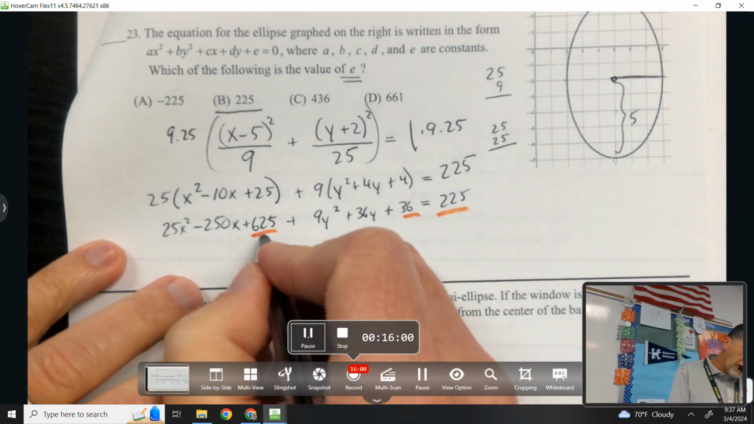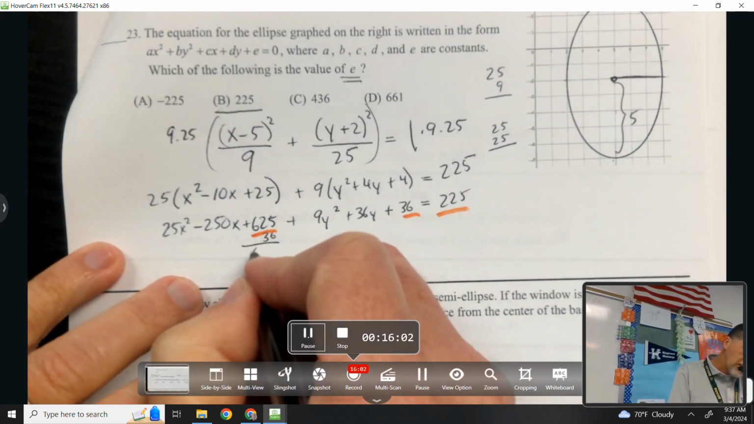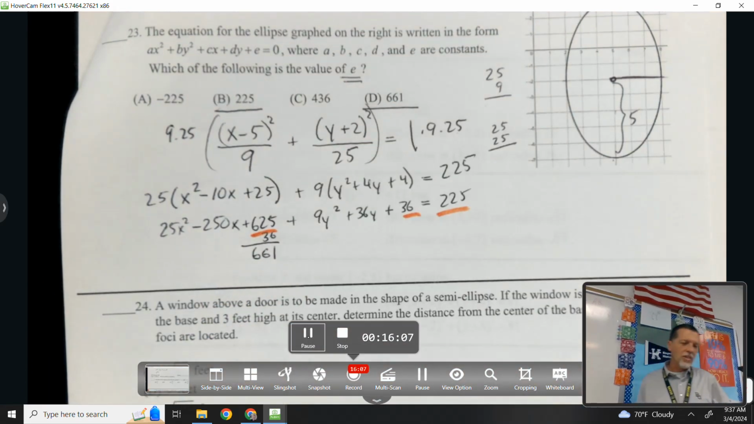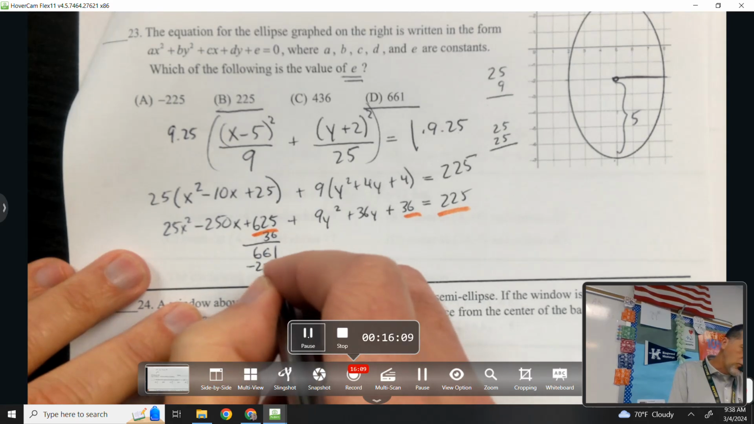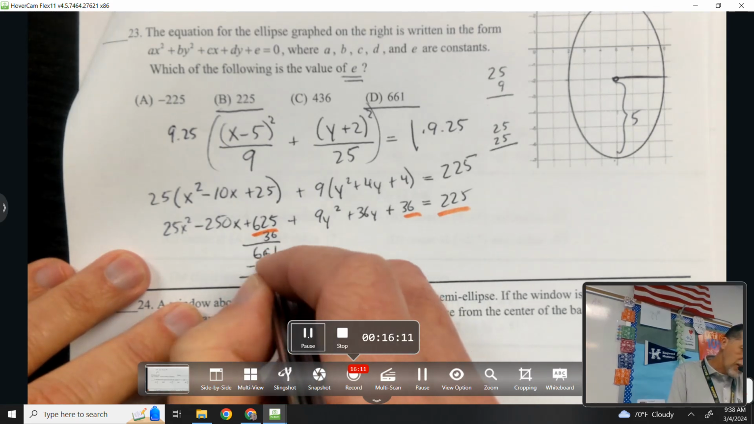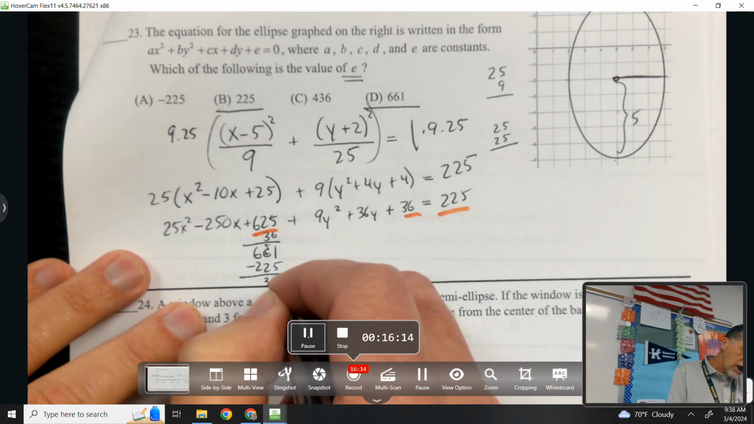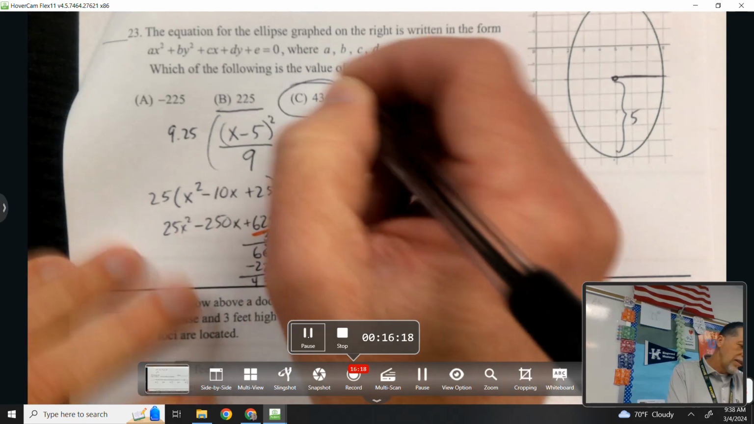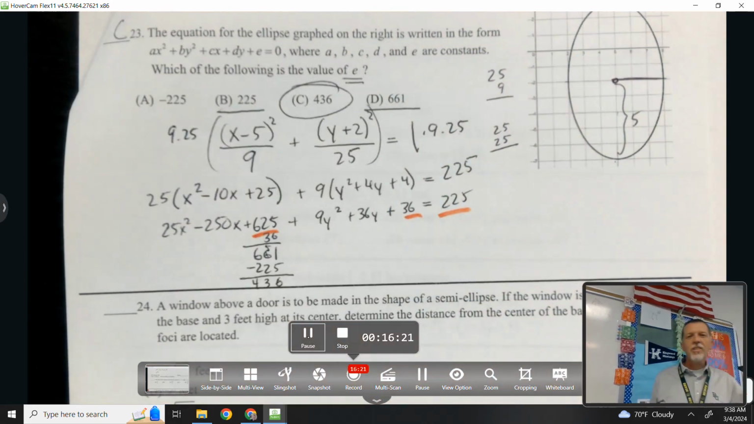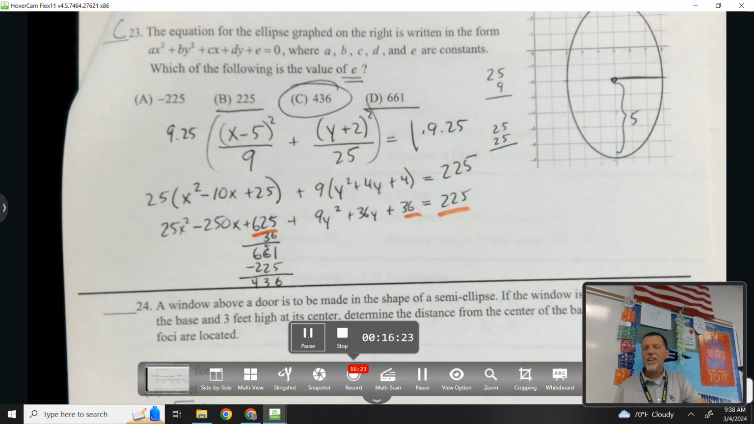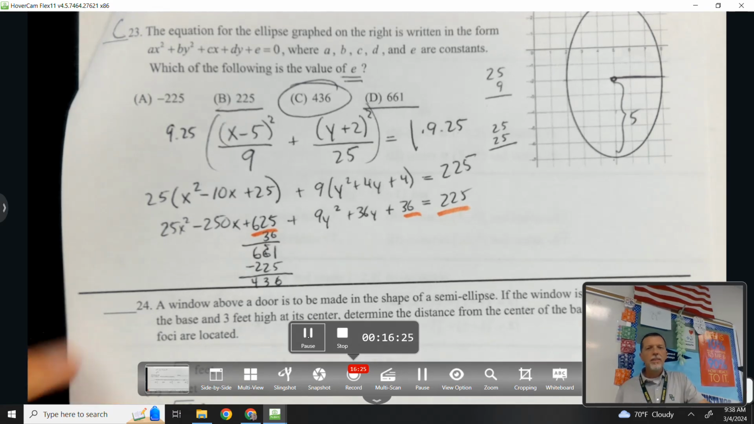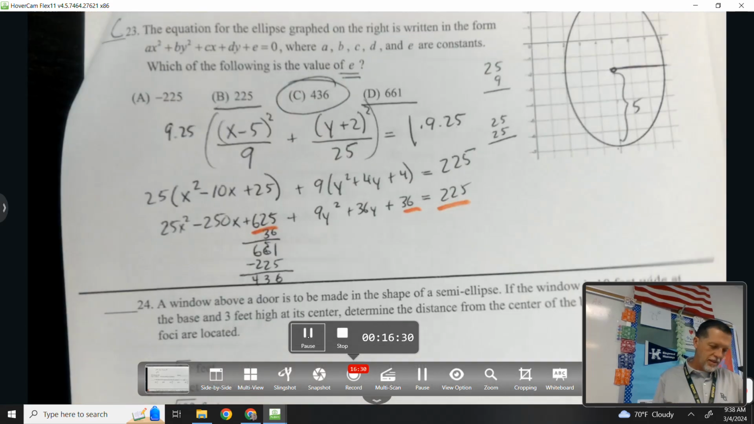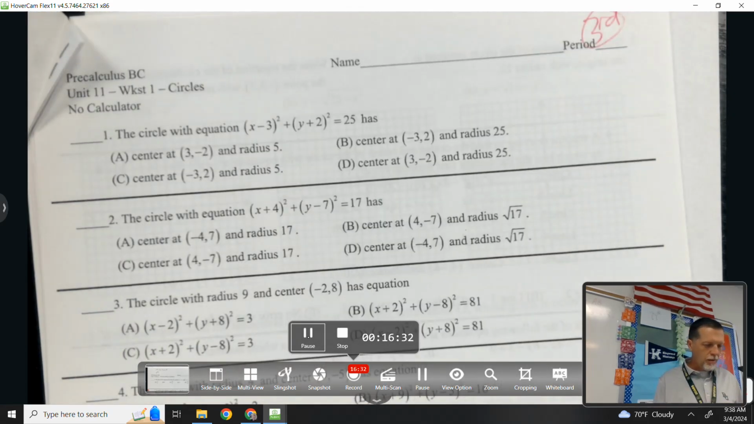625 plus 36 is 661. Answer choice D, but that's not the answer. And then if I subtract 225, I get 436. So that was a lot of algebra and computation stuff, but again, I feel like it's straightforward. And that was it.